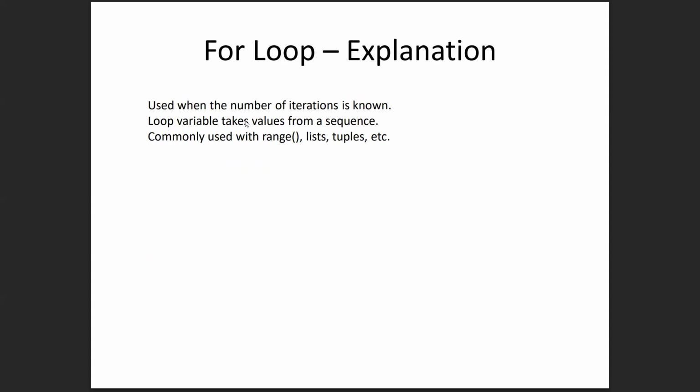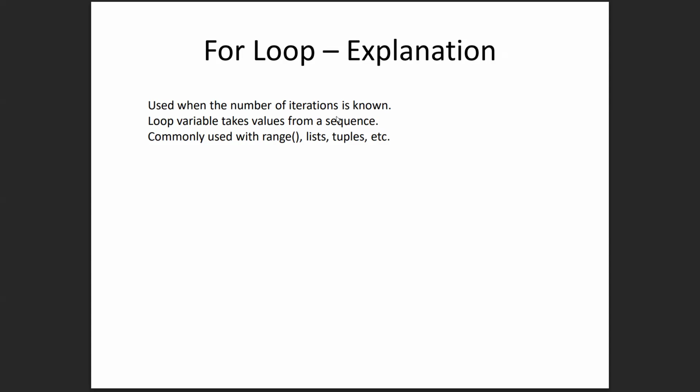See here, it is used when the number of iterations is known. When do we use this for loop? When we know how many iterations there should be, and how many times we have to iterate over a sequence. Whenever that is known, we use it. So we use this when the number of iterations is known.